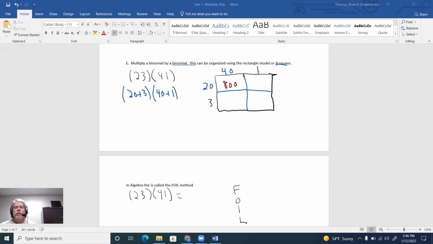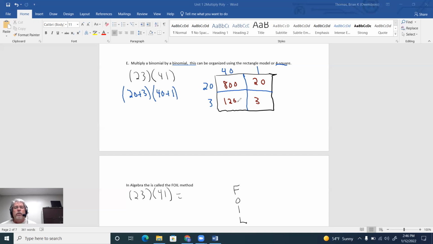20 times 1 is going to give me this box, 20. And then to get in this box, 3 times 40 is 120. And 3 times 1 would be 3. So we need to now find the total area, which means we have to now add. So that's how this is kind of multiplication, because we're doing that first, and then we're finding the total area.